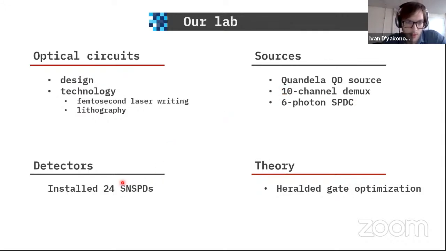And also we have a system of 24 single photon nanowire detectors, which are quite good. They are manufactured by the Russian-based company Scontel. The quantum efficiency is around 95%, and they are now standing in the lab, working quite nicely. So today I will talk more about optical circuits.